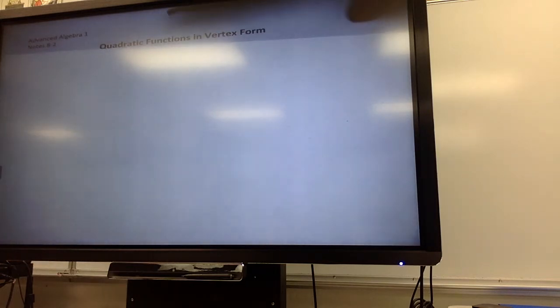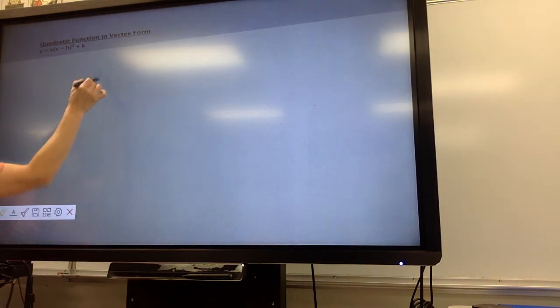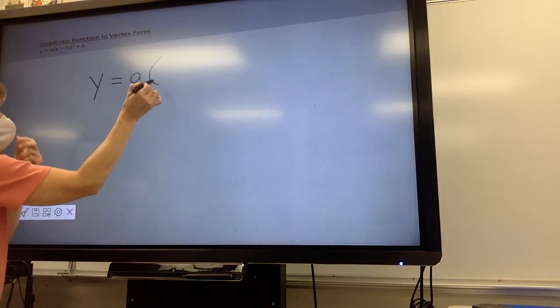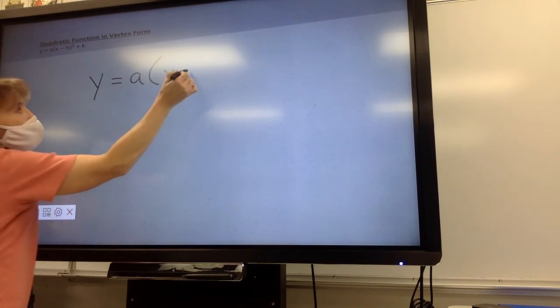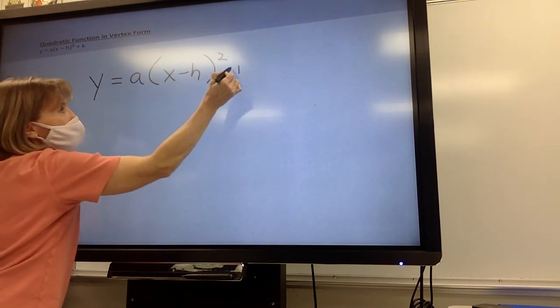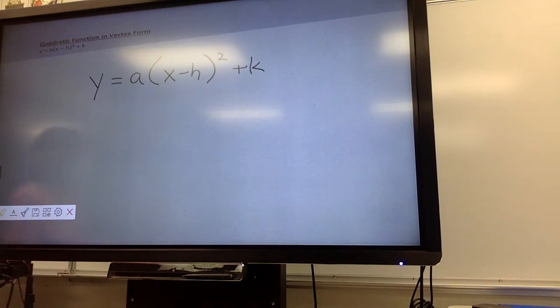Okay? I want you to write this down in your notes. The quadratic function in vertex form, what that vertex form is in general: y equals a times, in parentheses, x minus h, quantity squared, plus k. Write that down somewhere in your notebook.